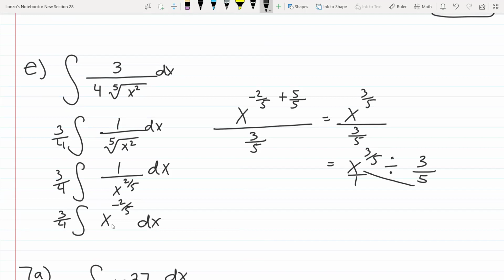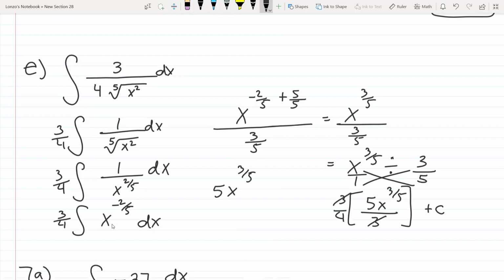Cross multiply, so that would be 5x to the 3/5 over 3, and then don't forget we took out that 3/4, plus c. So when you multiply, the 3's cancel, so you're left with 5x to the 3/5 over 4 plus c.